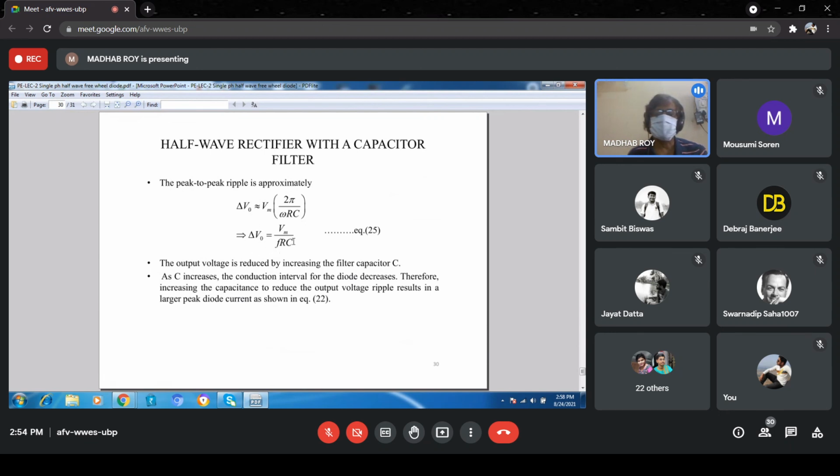So you see that C is the value of the filter capacitor, this is the value of the resistance, already we have seen, and this is the frequency. So this delta V naught is called the ripple value, and this ripple value can be reduced only by increasing the value of the filter capacitance, or increasing the value of the frequency. So very high frequency is also important. Sometimes for rectification, that's why high frequency is also used.